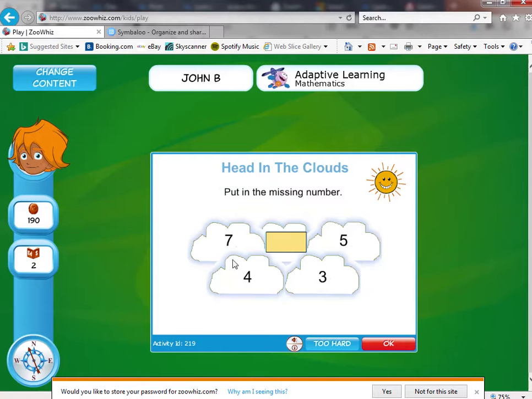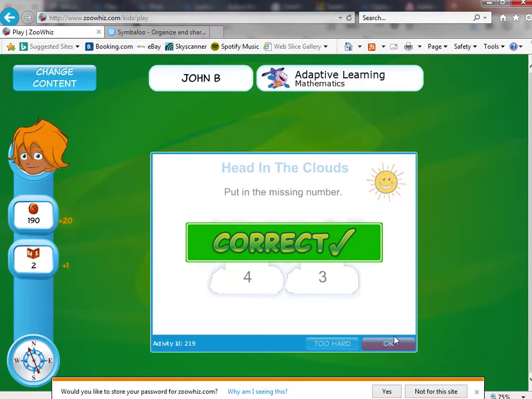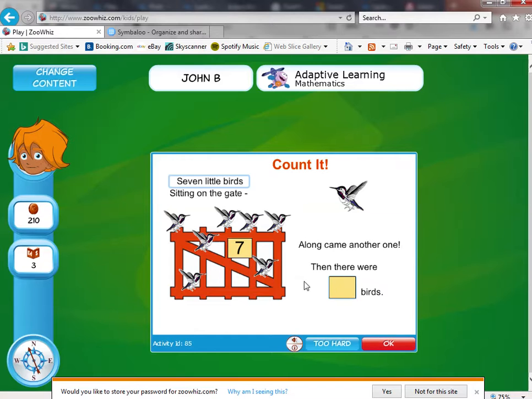The missing number, and I don't know the missing number. I have no idea what the missing number is. So let's figure this one out. Okay, so we've got 7, 4. I think the missing number is 6 here. Okay, and then you get okay.